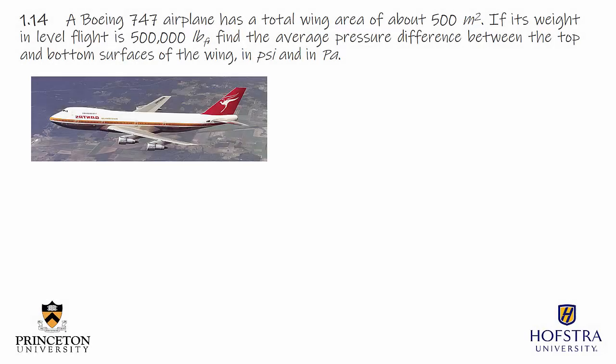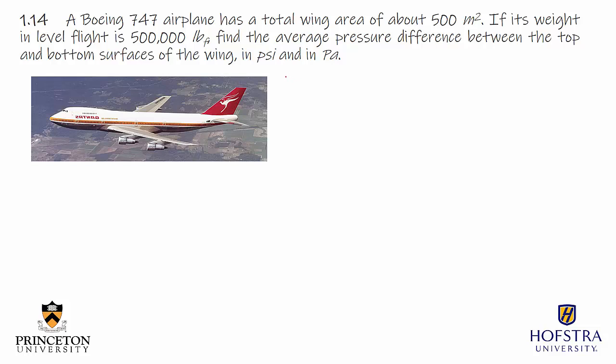Problem 114. A Boeing 747 airplane has a total wing area of about 500 meters squared. If its weight in level flight is 500,000 pounds, find the average pressure difference between the top and bottom surfaces of the wing in pounds per square inch, or PSI, and in pascals.